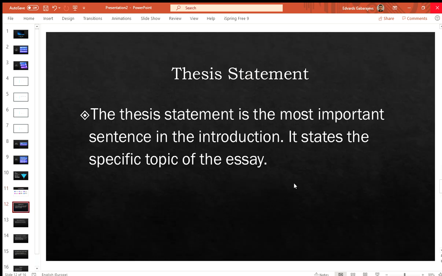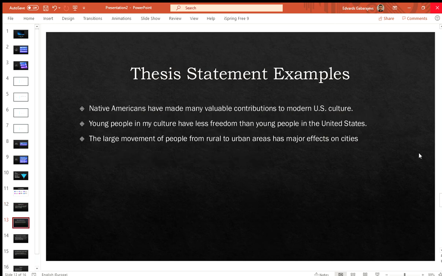Okay, so thesis statement, right? The most important sentence in the introduction states the specific topic of the essay. So where are we going and what do we want to prove in this essay is stated in the thesis statement. So some examples of thesis statements. Native Americans have made many valuable contributions to modern US culture.